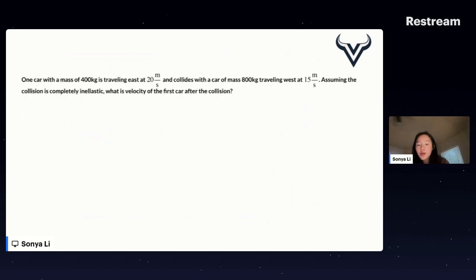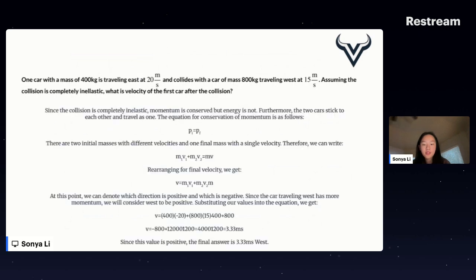Now let's do our last problem today. So take some time to read. We are finding the velocity of the first car. Once you've tried it on your own, come back for the answers. Since the collision is completely inelastic, momentum is conserved, but energy is not. Furthermore, the two cars stick to each other and travel as one.